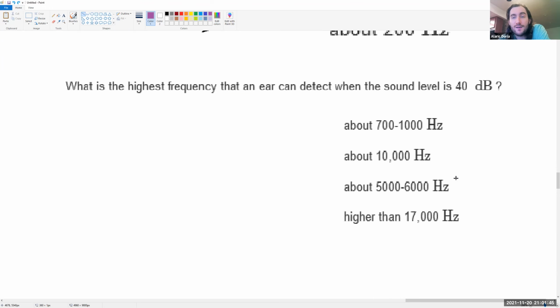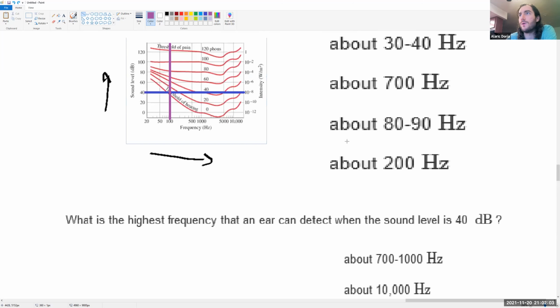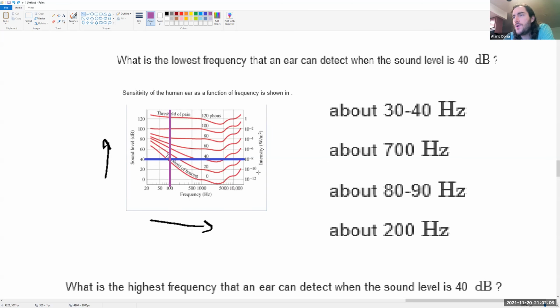What is the highest frequency that an ear can detect when the sound level is 40 decibels? Highest frequency. 700 to 1,000, 10,000, 5,000 to 6,000, or higher than 17,000. Okay, so what is the highest frequency? All right, so again, we come over to our plot here. We're looking at the 40 decibel line. We're looking for the highest frequency that we can hear.